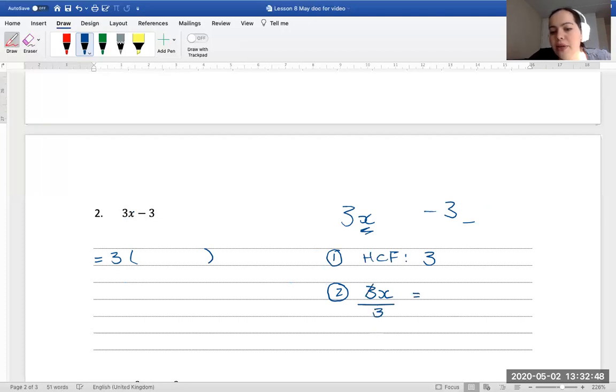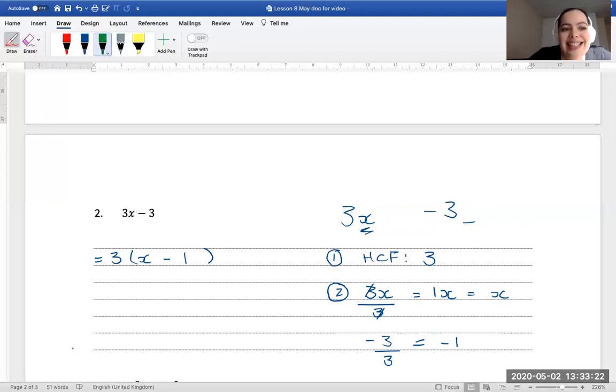3x divided by 3, well, 3 divided by 3, they either cancel out, or it's just 1x. But because we're getting really good at algebra, we know we can just write it as x. All right, and then we've got minus 3 divided by 3. That's the second term here. A negative divided by a positive is negative. 3 divided by 3 is 1. So the first term in the bracket is going to be x from that first bit, and our second term in the bracket is going to be minus 1.